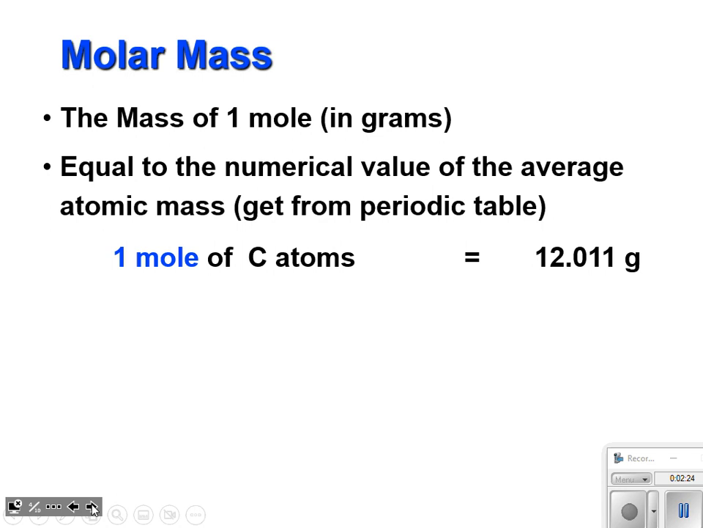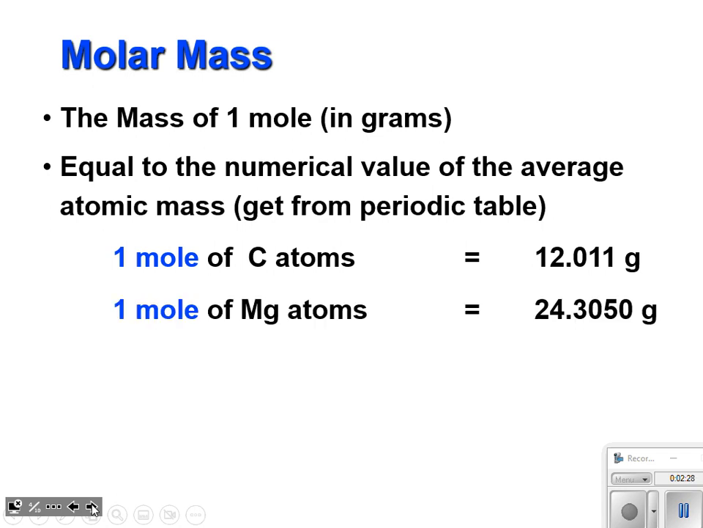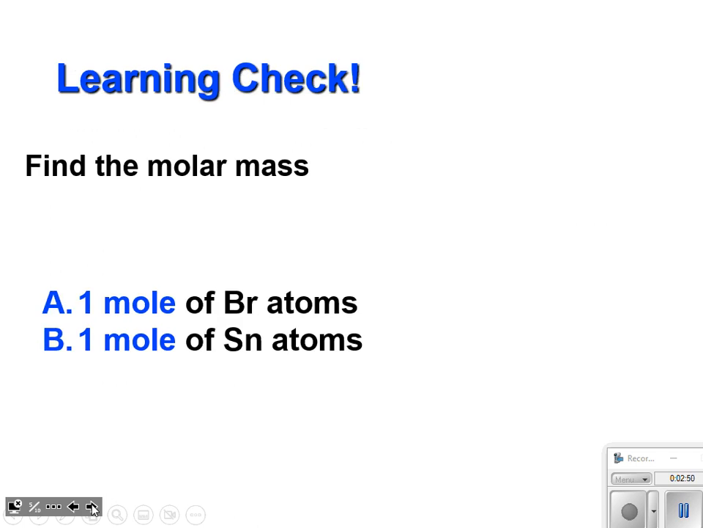Pretty easy, found that on the periodic table, right? How about magnesium? Is it 24.3050? It is. What about copper? 63.546 grams? Yeah, all right. So that's pretty easy to find for an individual atom. Well, let's check our understanding, okay? Let's check our understanding.